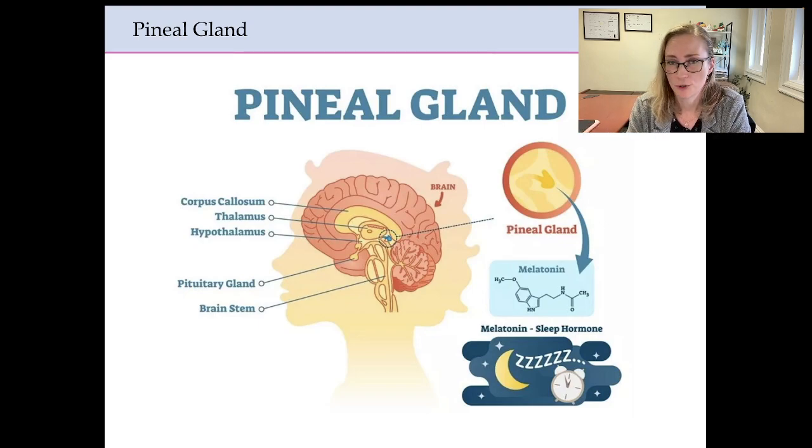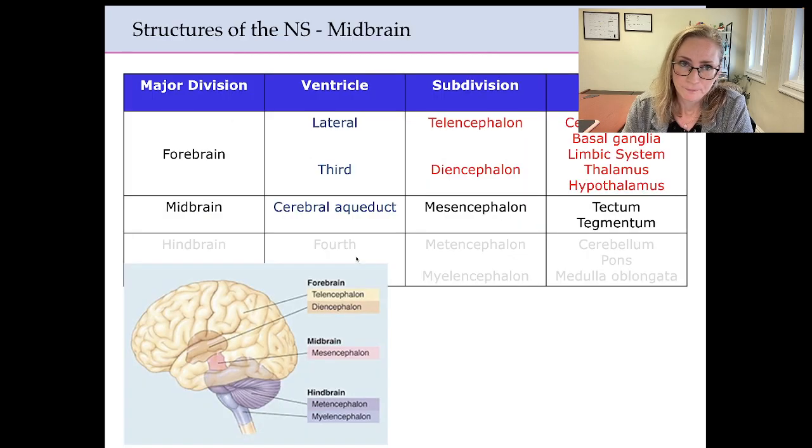Okay, so those are the two glands. Hypothalamus controls both of these. You can see that here. Hypothalamus controls the pituitary gland and the pineal gland. Pineal only does melatonin. Pituitary does all of the other hormone control. Okay, so those are officially all of the forebrain structures now.